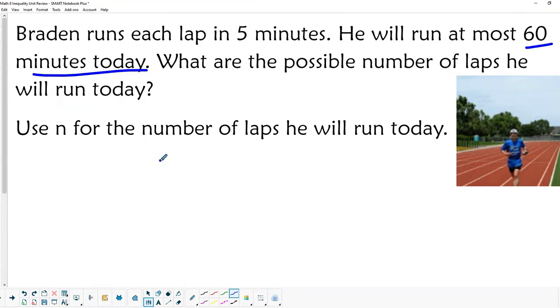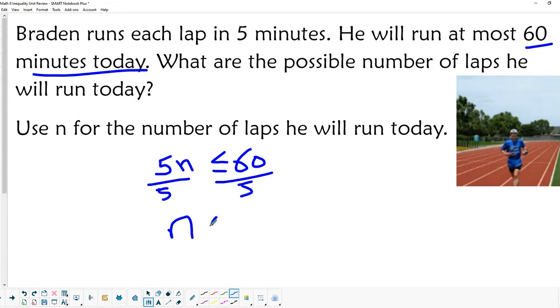So our inequality will look like this: 5 per lap, and he's going to run less than or equal to 60 minutes. So if we divide both sides by 5, we will get n is less than or equal to 60 divided by 5, which is 12. So he will run less than or equal to 12 laps today.